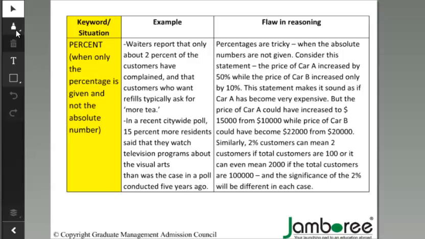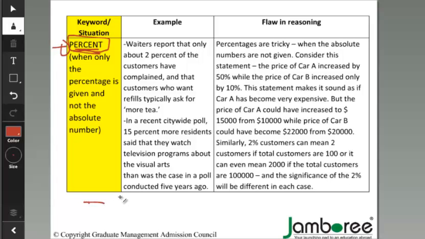All right. Now this is easy. This one is very easy. This one is just like your CR. You have this in critical reasoning a lot. So percent. Look out for the word percent. Whenever you see the word percent, your ears should literally stand up. This is when only the percentage is given and not the absolute number. If you are comparing that, it appears in two types actually. Let's read the example, so that will help you understand.